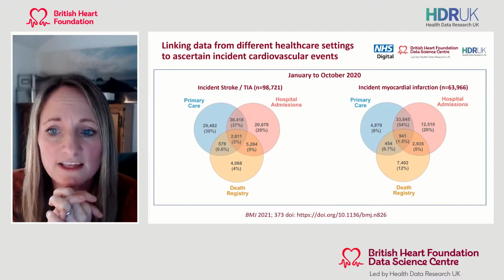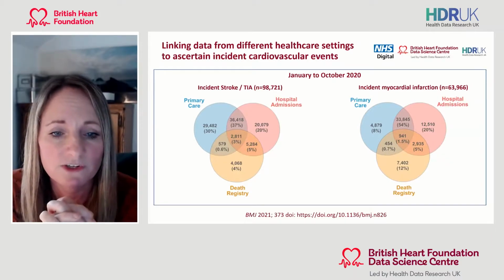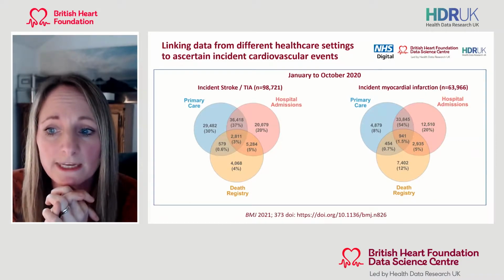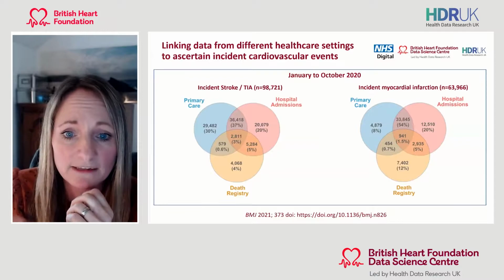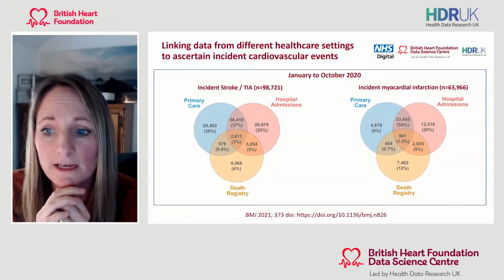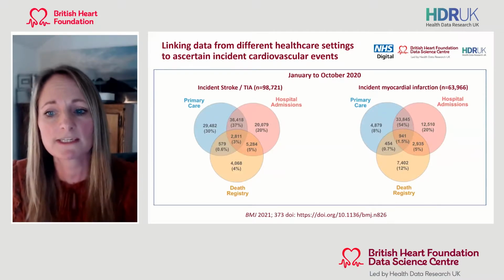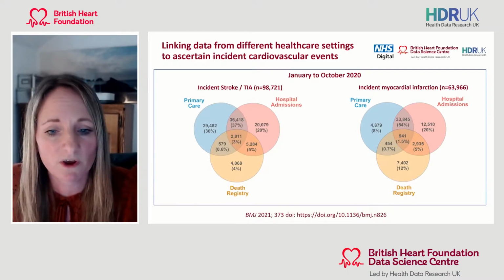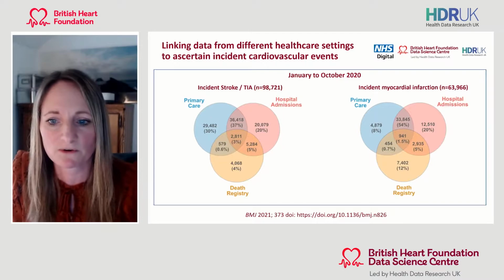Importantly, from this, you can see that the data comes from the different resources, from primary care, hospital admissions or death registrations. And around 30% came only from primary care data and 4% only from the death registry records. Similarly, we see something similar for myocardial infarction, where we identified nearly 64,000 events, and 8% of these were recorded only in primary care and 12% only in death registry records.